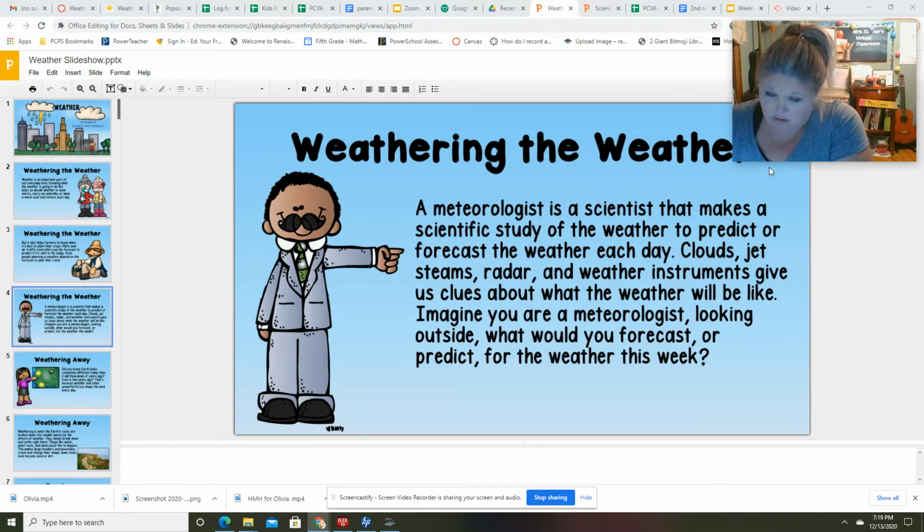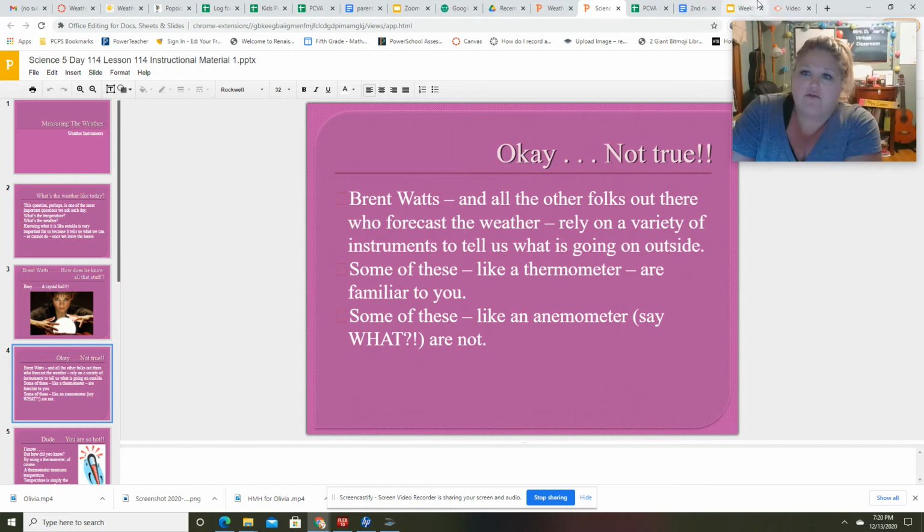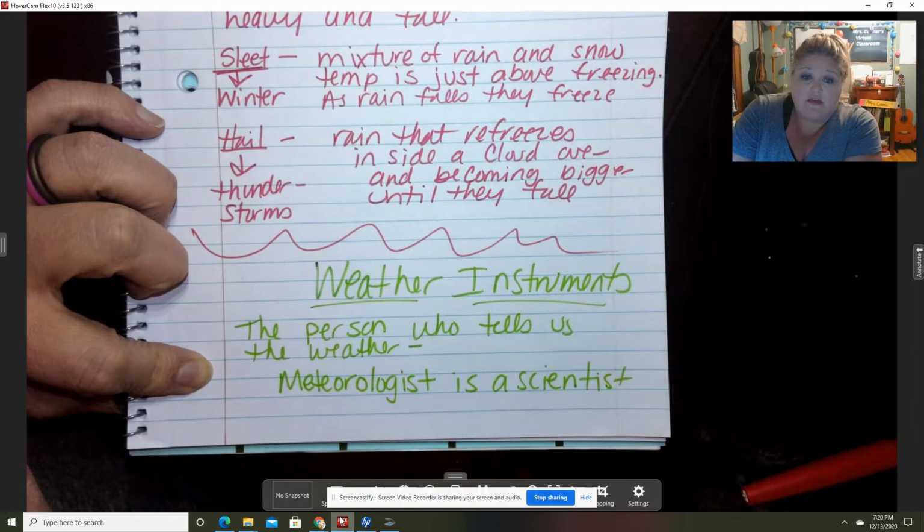So I'm going to write down meteorologist. I want to make sure I spelled it correctly. A meteorologist is a scientist who studies the weather. So they study the weather forecast, the projections, the models, and they're able to use the weather instruments and all the clues. They're able to use those to tell us what is going to happen with the weather.